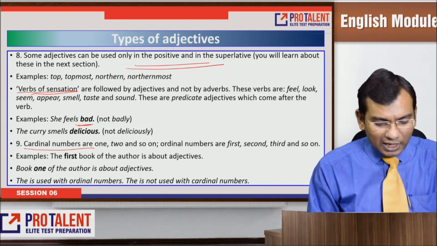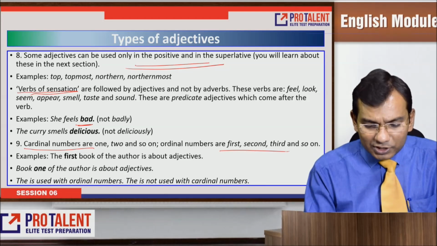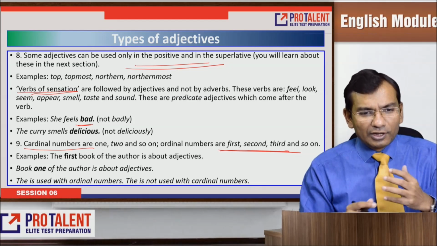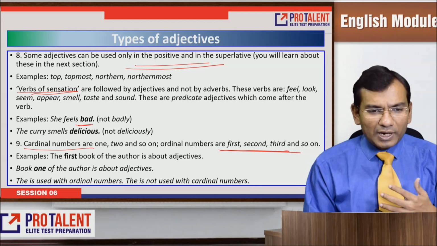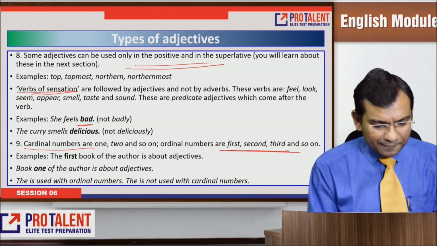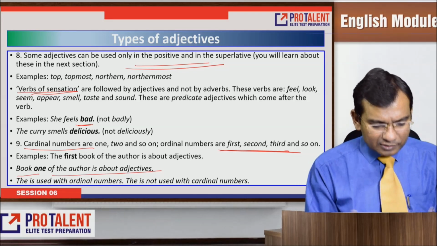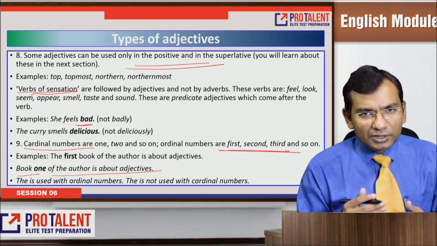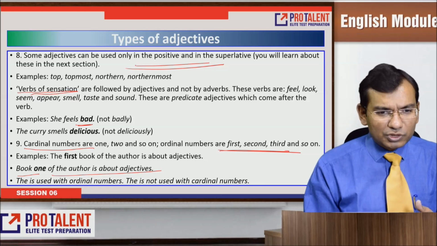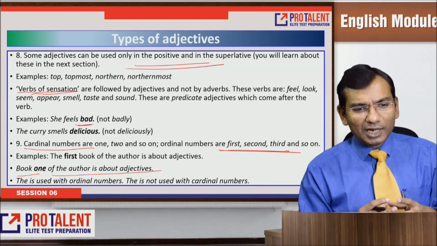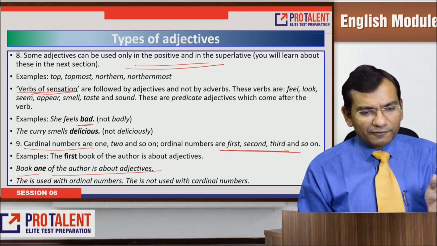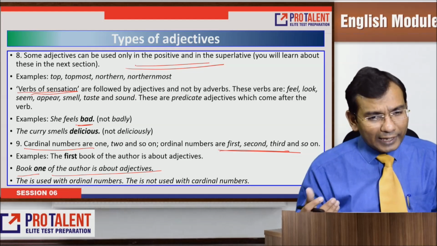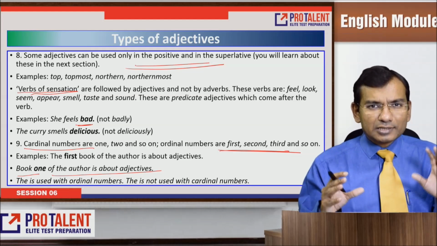Cardinal numbers are 1, 2 and so on, and ordinal numbers are first, second and third. ये हम आगे देख चुके थे. So यहाँ पे क्या होगा? The first book of the author is about the adjectives. ठीक है. The book 1 of the author is about adjectives. So this is used with ordinal number. ठीक है. और generally आप अगर cardinal में use करना चाहते हैं तो आपको उसको बोलने का तरीका अलग होगा. ओके, the first book, this is a better one. Book 1, ठीक है, is also acceptable. अब आपको ध्यान रखना है कैसे यूज होगा.